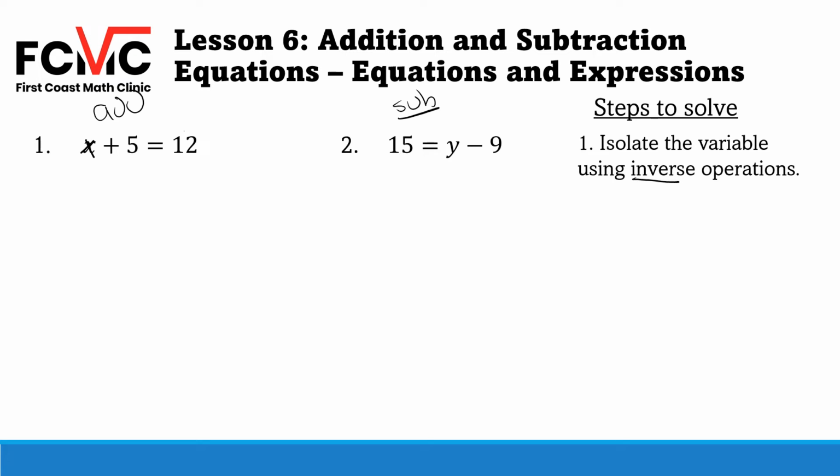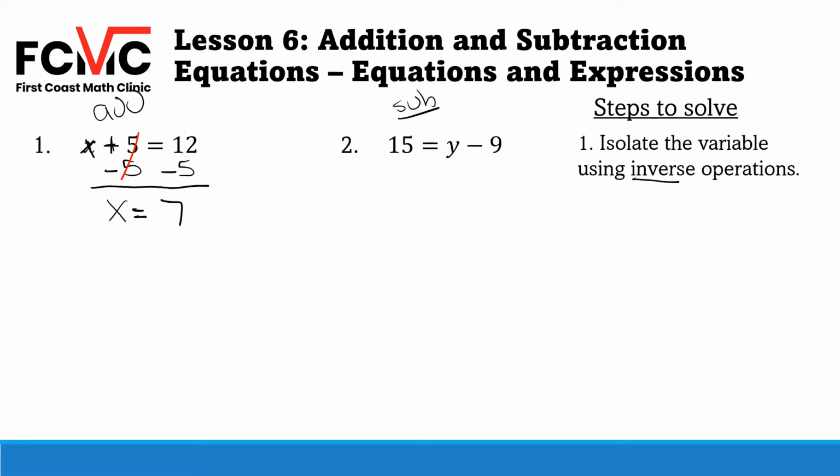What's the inverse of addition? The inverse of addition is going to be subtraction. So I'm going to subtract the 5 on the left side, and whatever I do to the left side, I've got to do to the right side. So minus 5, minus 5. 5 minus 5 is going to give me 0, so it's going to basically cancel out on the left side. I'll bring down the x, and I'll get x equals 7. So we've isolated the variable on the left side for number 1.